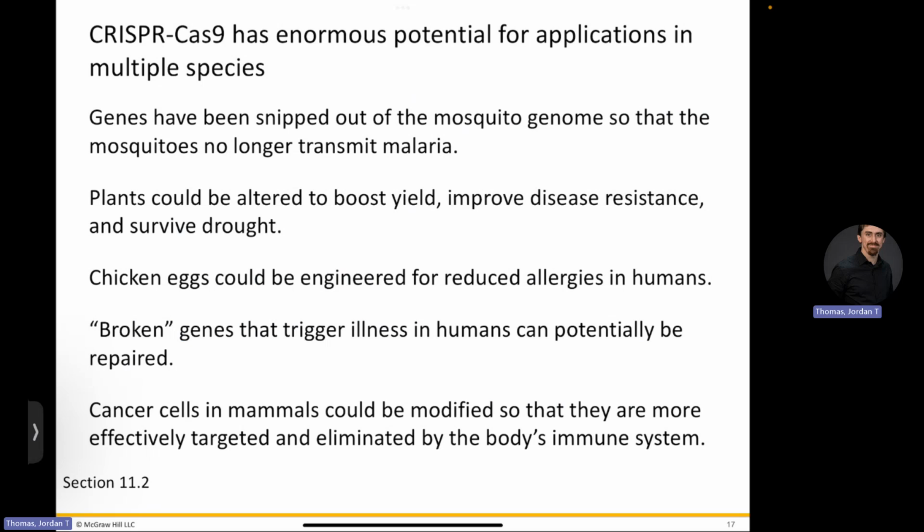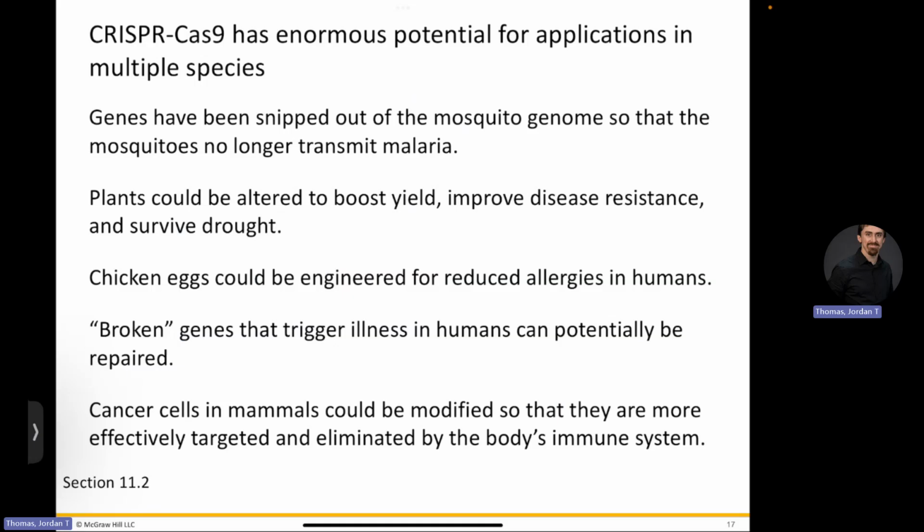Plants can be altered to boost yield, improve disease resistance, and survive drought. So CRISPR can go in to edit plant genomes, plant DNA, and crops to make them more robust, more resistant to droughts, disease resistant, or even just make them produce more of their product. Chicken eggs could be engineered to reduce allergies in humans. So CRISPR can be used to remove the protein that someone is allergic to in eggs and make them allergy free.